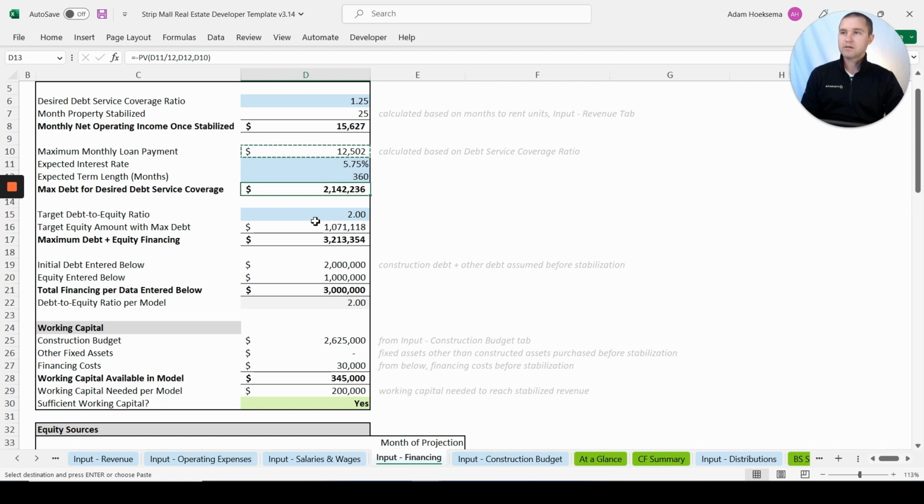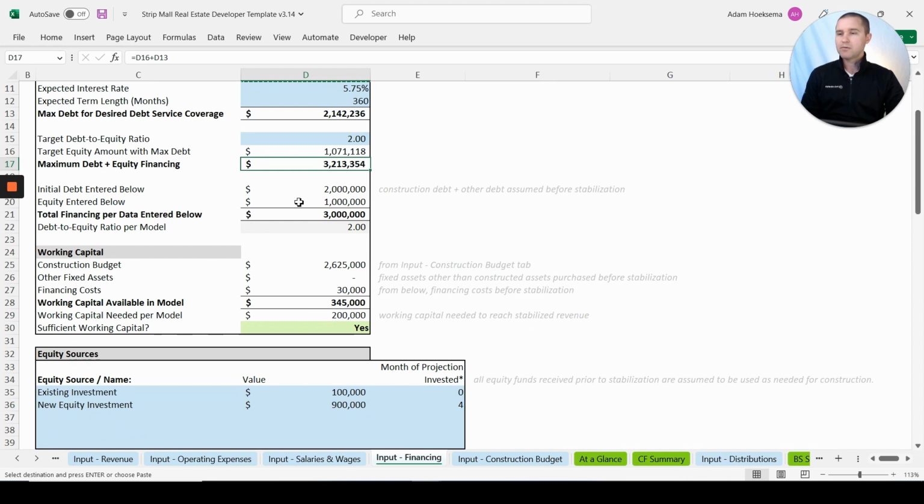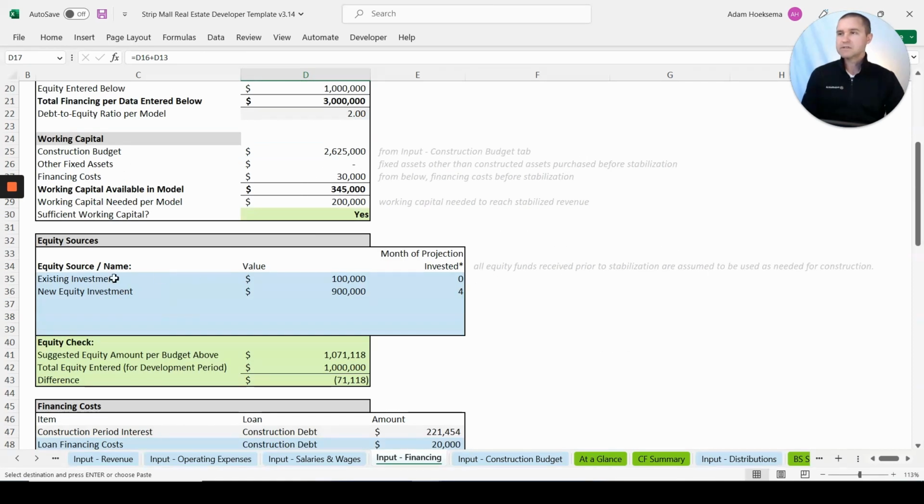And we're going to be conservative, and so we're going to have a 2-to-1 debt to equity ratio, and we're going to invest $1 million into our project here. So we'll have $1 million in equity and roughly $2 million in debt. So that's what this is saying. Our maximum debt plus equity financing is $3.2 million. Well, we went ahead and said, okay, what are we actually going to enter in?